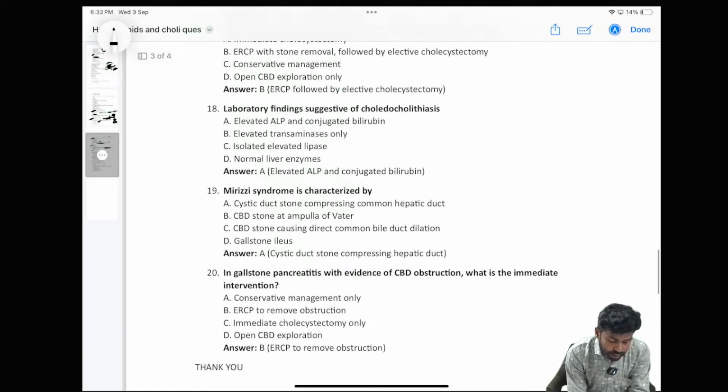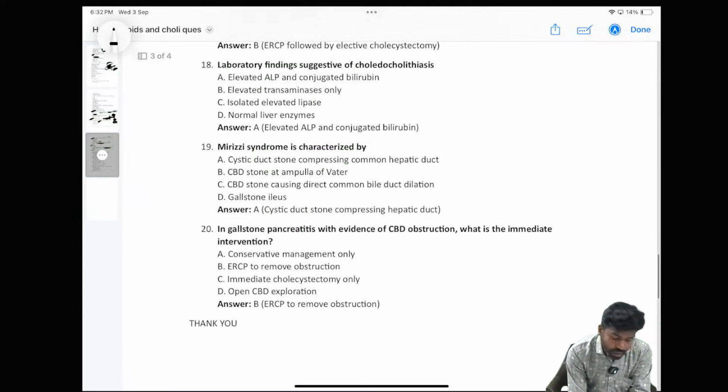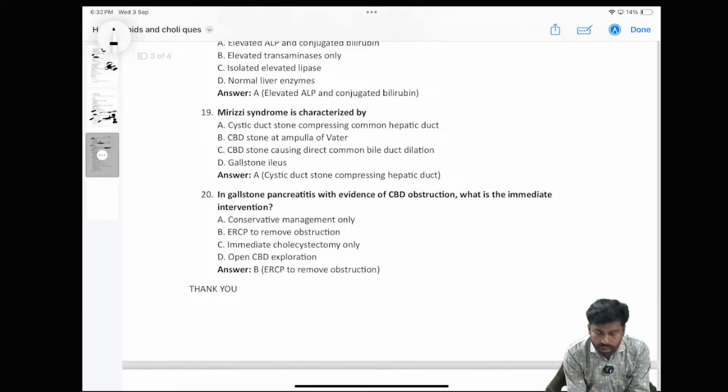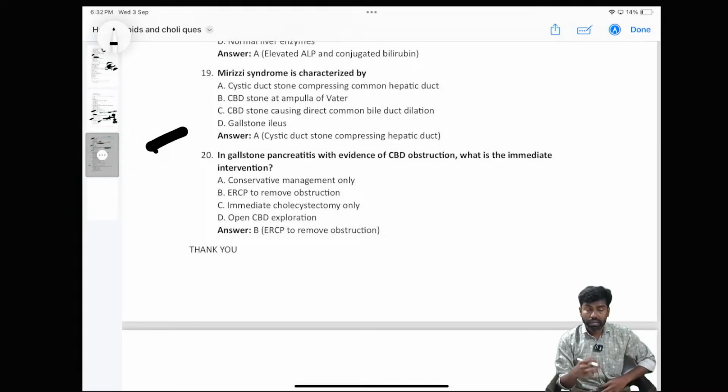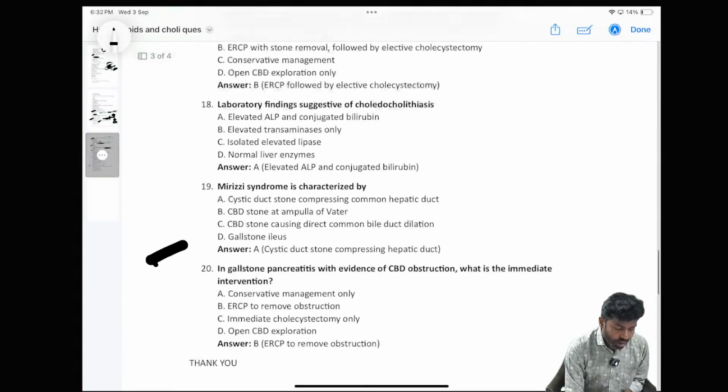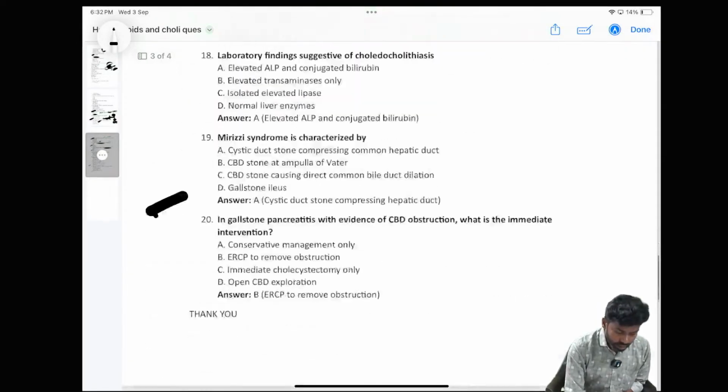Laboratory findings suggestive of choledocholithiasis: there will be a rise of ALP and conjugated bilirubin because it's an obstructive jaundice. Mirizzi syndrome is definitely the cystic duct stone compressing the hepatic duct or right hepatic duct. The gallstone pancreatitis is evidence of CBD obstruction. What is the immediate intervention? Immediate intervention means pancreatitis has come, so we have to remove the stones. Once the patient is stable and the pancreatitis is controlled, then you can go for ERCP and stone removal. It is all about choledocholithiasis and these things.